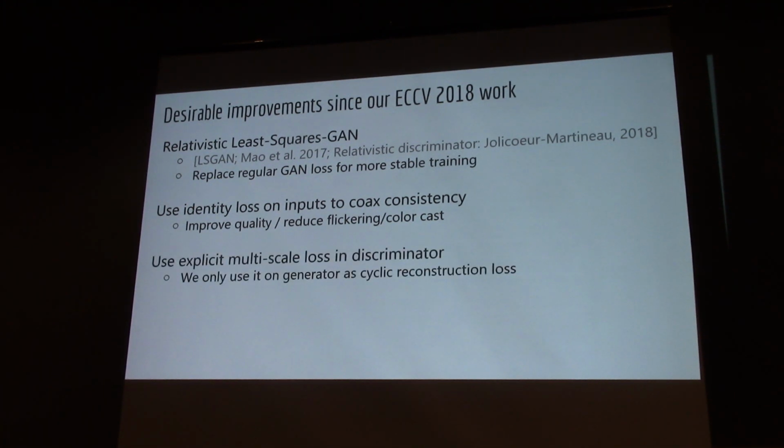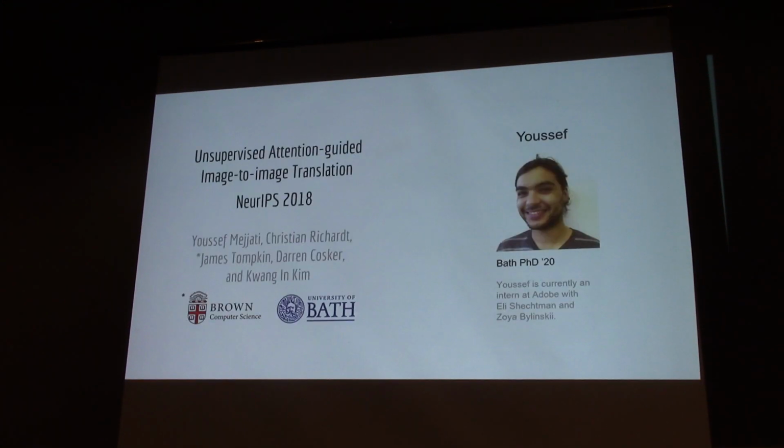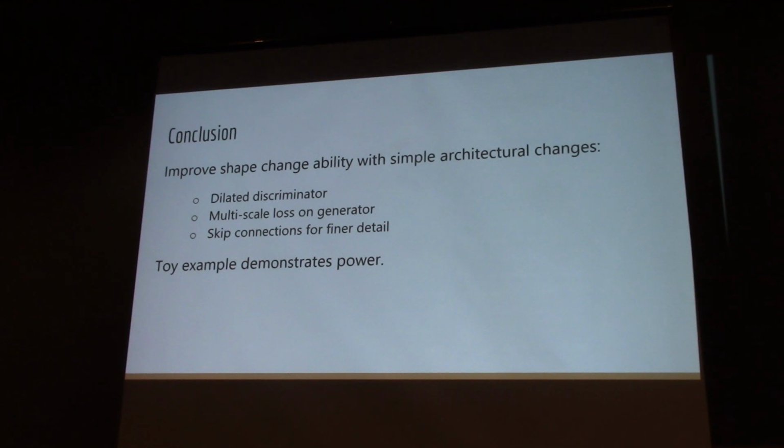Okay. We don't actually have an explicit multi-scale loss on the discriminator. It's only implicit through these dilated convolutions. And then if you want some style, you could start adding that. This is like the most photographed slide. All right, so we can improve this shape change ability with some simple architectural changes. They're not big or clever, but they do make a little bit of an improvement. We can add a dilated discriminator, we can use this multi-scale loss, and then we can use this skip connection in general. And the toy example here demonstrates the power of this equation.